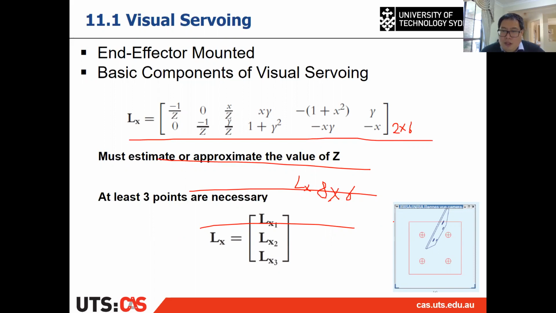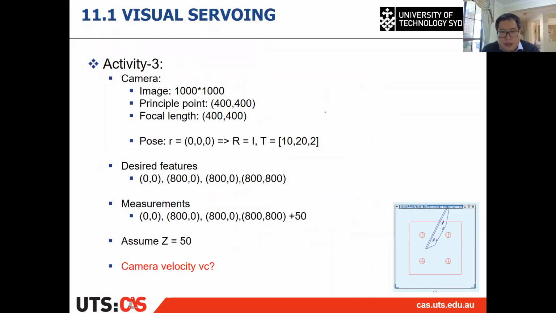And also, for solving the visual servoing, you need to have at least 3 points, because what you want to solve is the 6-dimensional velocity, and then your equations must be equal or more than that. So at least you need 3 points to solve it. But here we give an example about 4 points, right? And here's the example from activity 3. So do make sure you know how to calculate the camera velocity for the visual servoing.